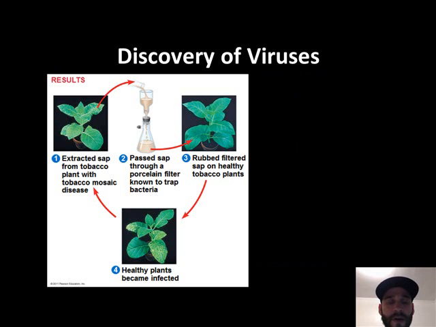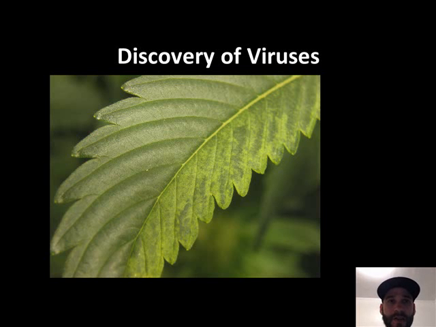So if we just back up for a second, here's the tobacco leaf with the tobacco mosaic virus, and what happened initially? They extracted the sap from these diseased leaves and then put that sap onto leaves that were non-diseased. And they found that this caused the non-diseased leaves to become diseased, so there was this transfer.